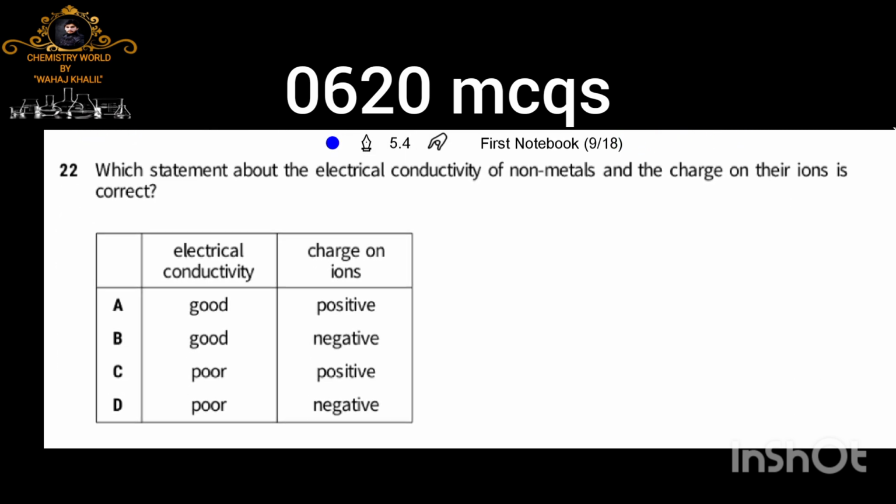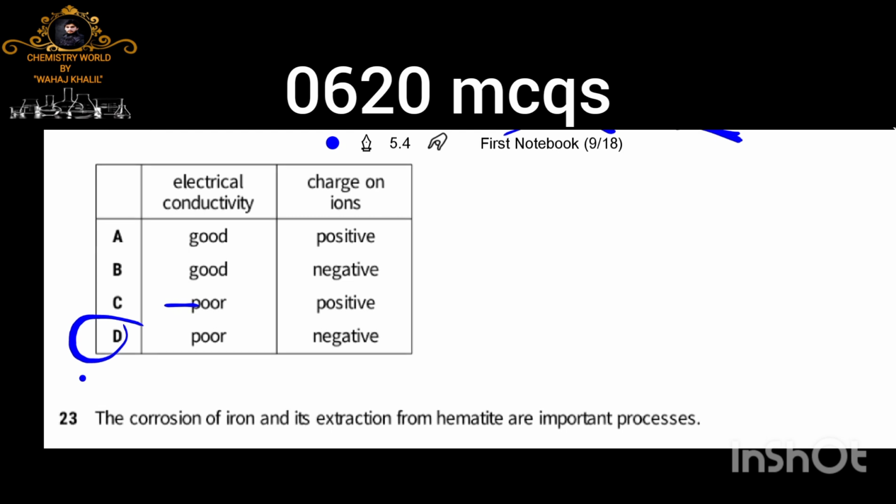Which statement about the electrical conductivity of non-metals and the charge on their ions is correct? About non-metals, electrical conductivity of non-metals is poor, as we already know, and all non-metals contain which charge? We know that metals form positive ions and non-metals form negative ions. So option D is the right option for MCQ number 22.